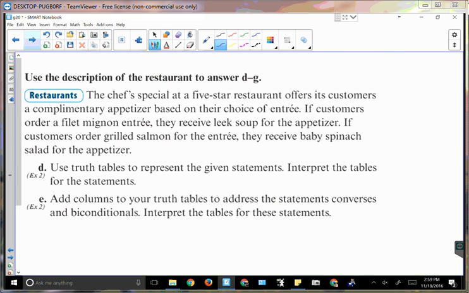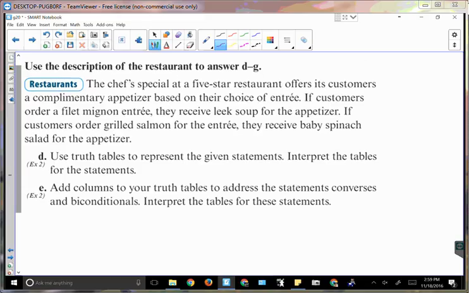So let's talk about this since we're kind of running short on time. A chef special at a five-star restaurant offers its customers a complimentary appetizer based on their choice of entree. If a customer orders a filet mignon, they receive leek soup for the appetizer. If the customers ordered grilled salmon for the entree, they receive baby spinach salad for the appetizer. Now, we need to write a truth table for this, and I'll show you what we're going to do.